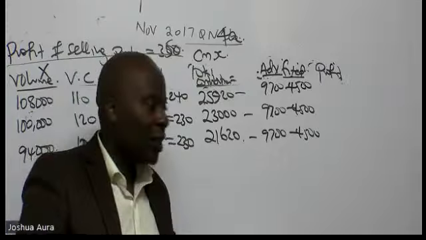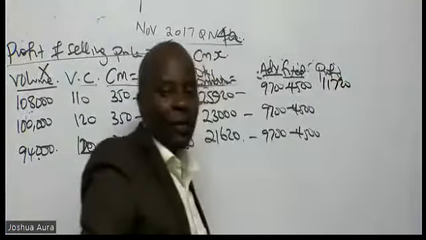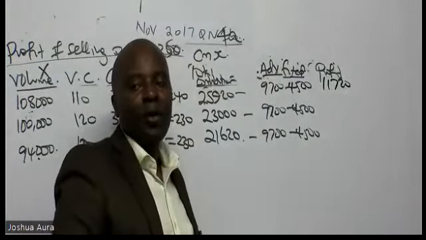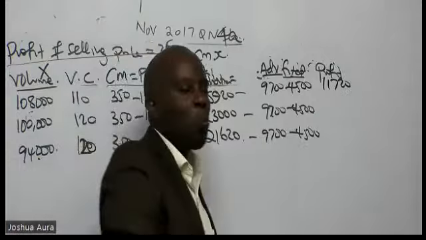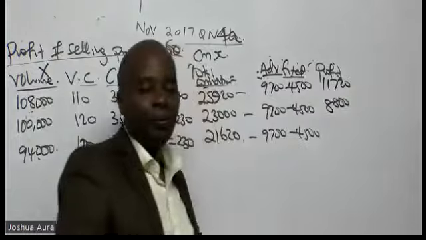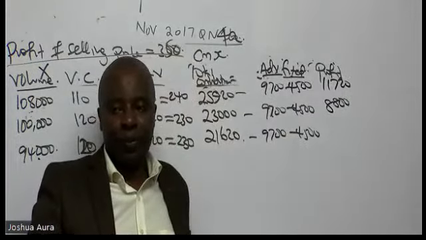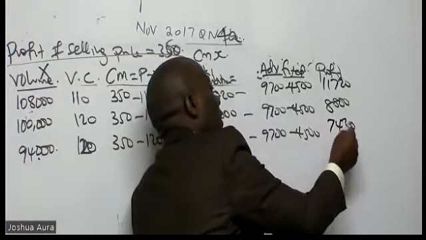So the first one is 11,720. All right. The second one is 8,800. How about the third one? 7,420. Thank you so much.